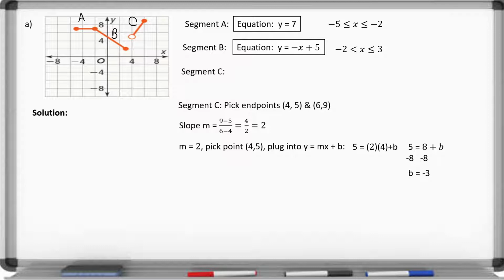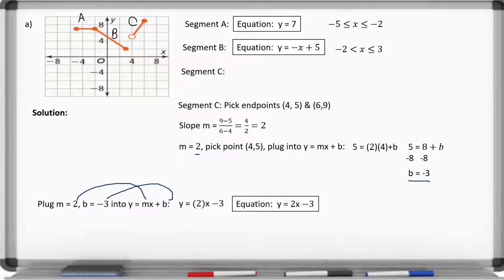All right, so I went ahead and made the correction for the number here. So b is actually negative 3. All right, so now we know that m is 2 and b is negative 3. We can plug it into y equals mx plus b. So again, m is 2, b is negative 3. So we get y equals 2 times x minus 3, or y equals 2x minus 3.